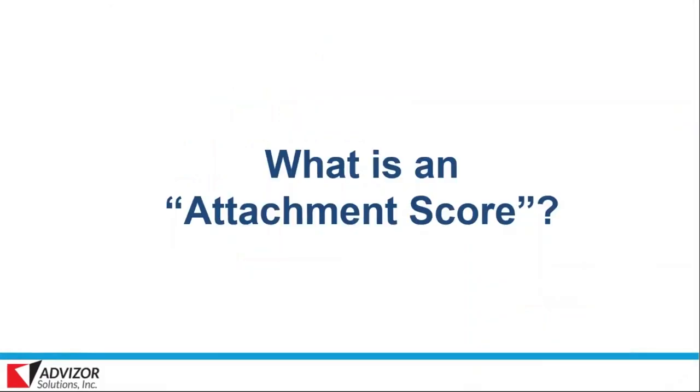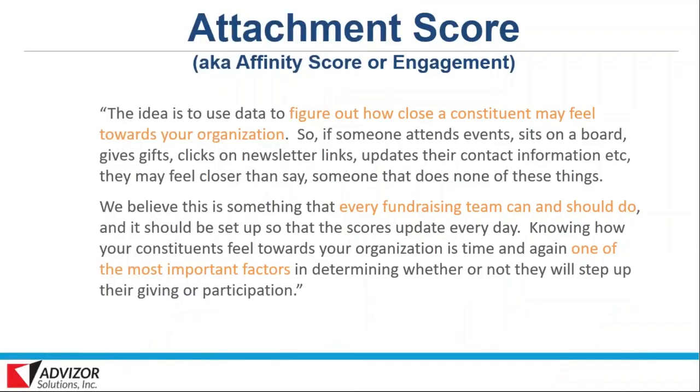So first, what's an attachment score? The idea is to use data to figure out how close a constituent may feel towards your organization. So someone attends events, sits on a board, gives gifts, clicks on a newsletter link, updates a contact, they're more engaged. On the patient side, there are different experiences in the hospital that could cause that same thing. You're trying to figure out how close they feel to your provider. And certain departments, certain areas, certain providers, certain intensity of interactions make a big difference. And that's what this is all about.